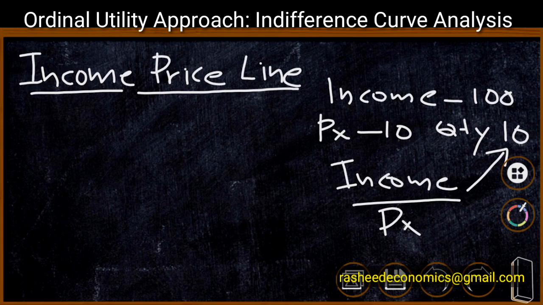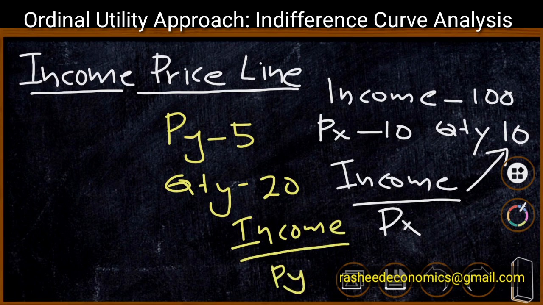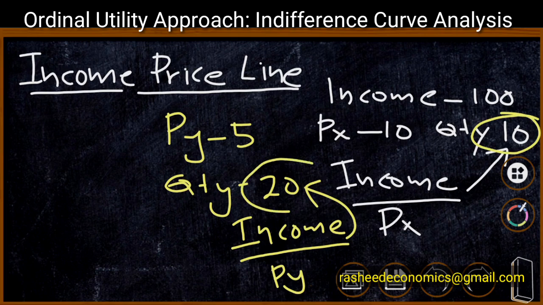of a commodity. In the same manner, suppose the price of Y is rupees 5 and the consumer can purchase 20 units. This is derived by dividing income by the price of Y, and we will get 20 units. Therefore, the consumer can have either a maximum of 10 units of X or 20 units of Y.